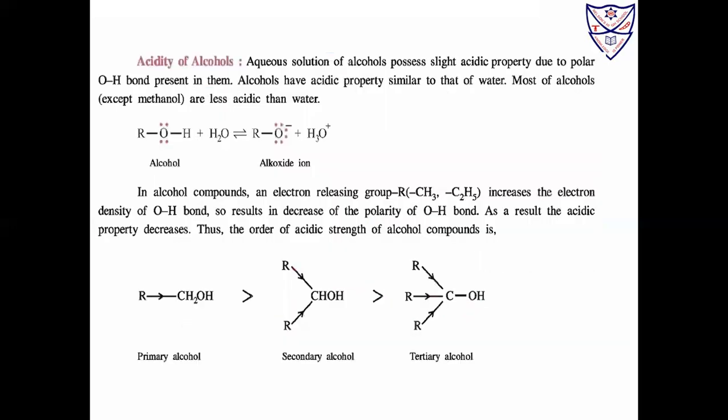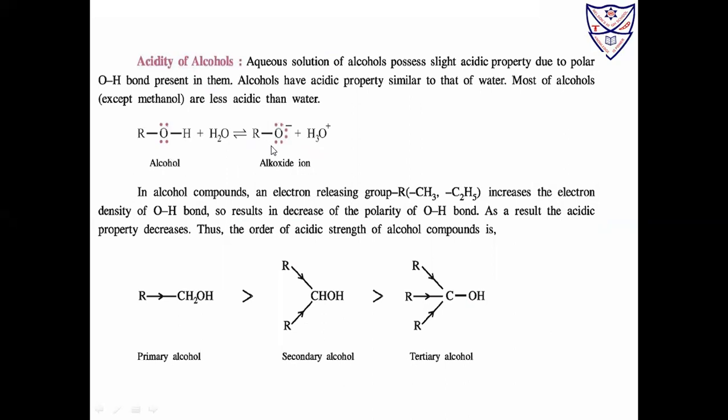Okay. Now the acidity of alcohol. Aqueous solution of alcohol possesses slight acidic property due to the polar OH bond present in them. Alcohol have an acidic property similar to that of water. So most of the alcohols except methanol are less acidic than water. So alcohol plus water is a reversible process.